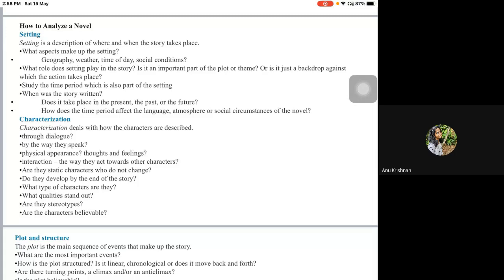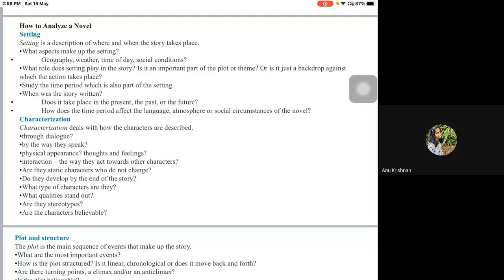It can affect, right? When is the story written? Which time period does it capture? That can affect the way in which everything else is presented in the novel, whether it is the language or the appearance of the characters. All of that is dictated by the time period in which the novel is written. So a setting talks about not only the locality, but also the time period in which a particular work is written. Then characterization. How are the characters described?